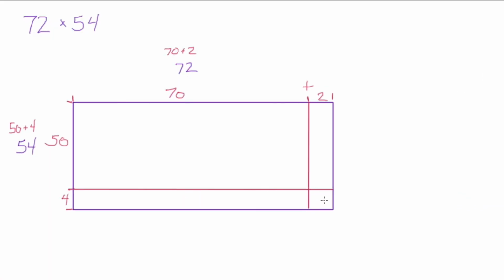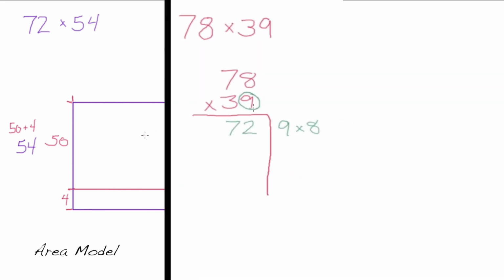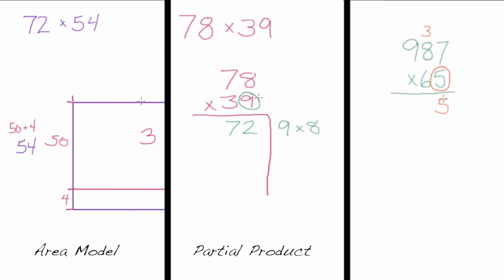In this lesson, you are going to learn how to multiply using an area model. This is an important step to help you learn multi-digit multiplication and will eventually lead you to learn partial product multiplication and multiplication using the standard algorithm. For more about partial product multiplication and the standard algorithm, click the card up here.